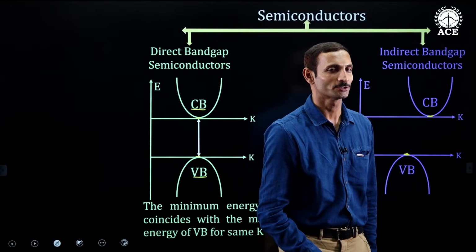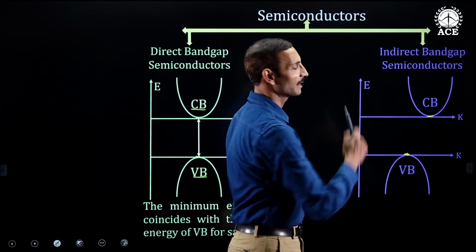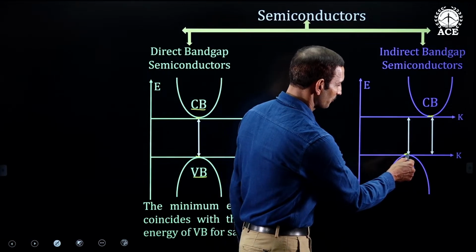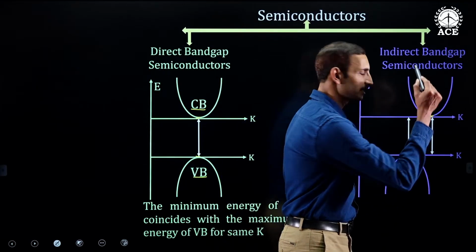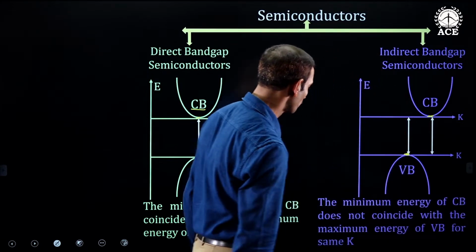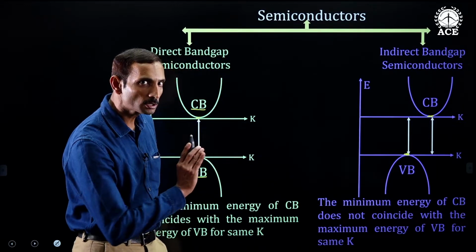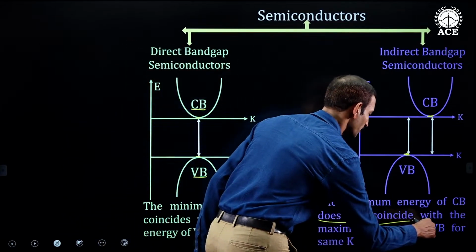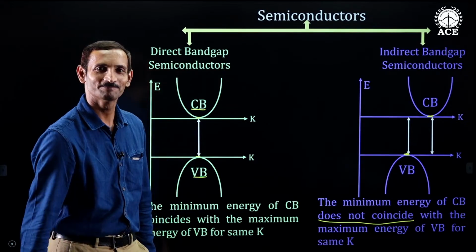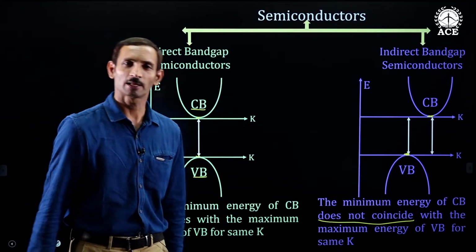So they are different from these materials. How do we call them? Indirect band gap semiconductors. As you can see, there are two lines, which means the maximum of the valence band is occurring here, and the minimum of the conduction band is occurring here. Therefore, this is an indirect band gap semiconductor. You can understand this by means of this statement: the minimum energy of CB does not coincide with the maximum energy of the valence band for the same K. Clear? So this is how we define direct band gap and indirect band gap semiconductors.